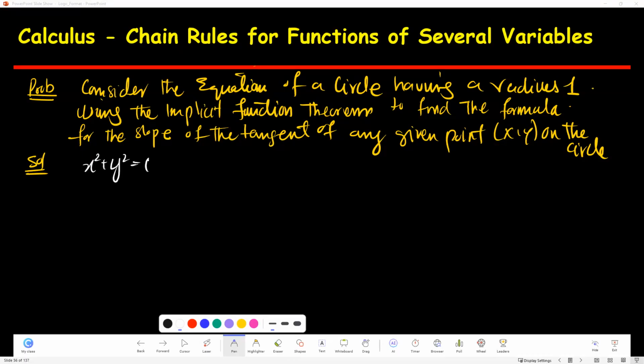First things first, I'm going to write this equation in the form of a function, making everything on one side. I'm going to bring the 1 to the other side. That is my function. And what is really being asked is to calculate dy over dx. The implicit function formula is going to be dy over dx, so I'm going to take the partial derivatives.